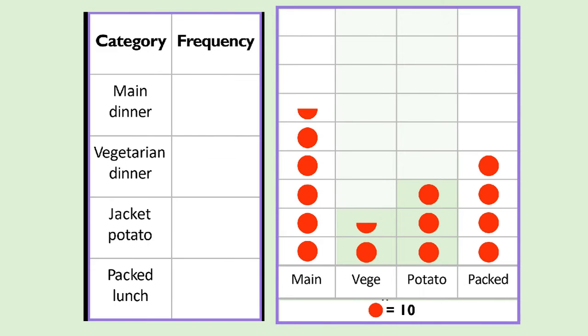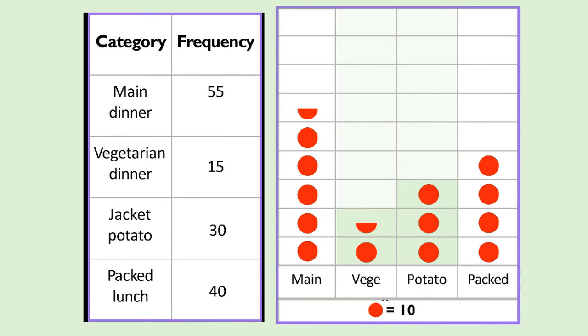So when you filled in that table, here is what you should have. Each dot is worth 10, each half dot is worth 5. So main dinner is 55, vegetarian 15, potato is 30, and a packed lunch is 40.